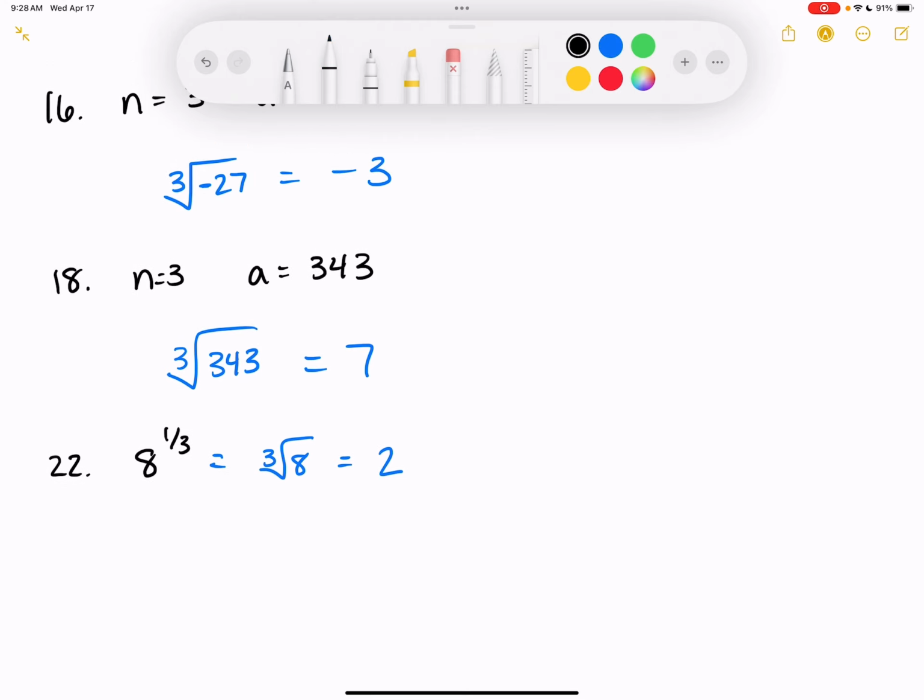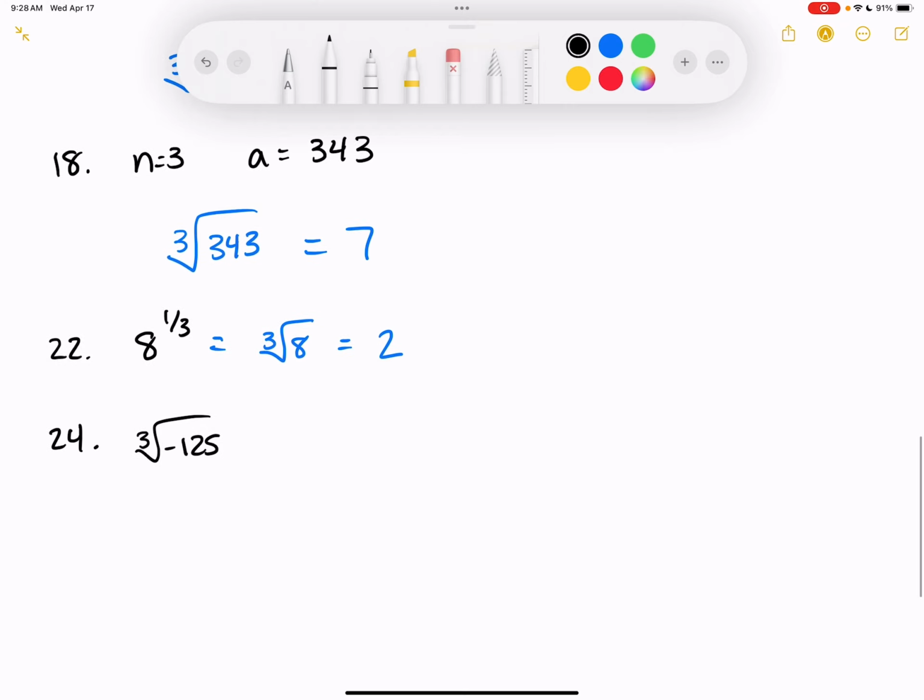24. The cube root of negative 125. Yep, -5. So whatever the sign is inside of an odd radical is going to be on it. The even ones, obviously, like I said, can't have a negative inside of there.